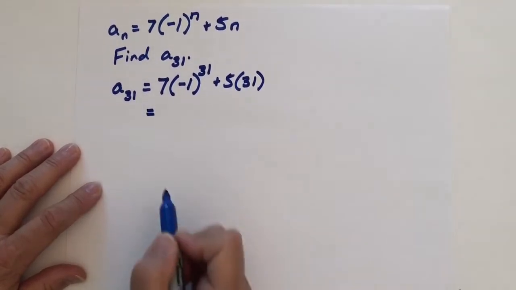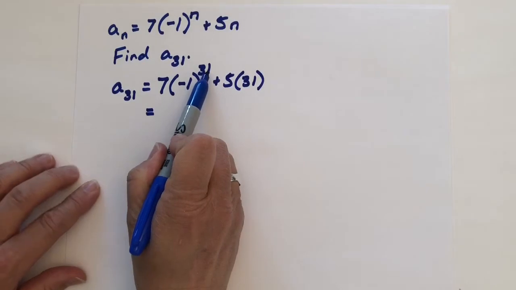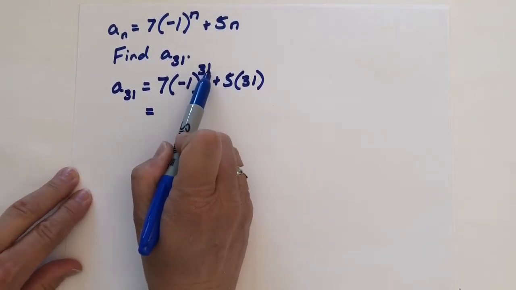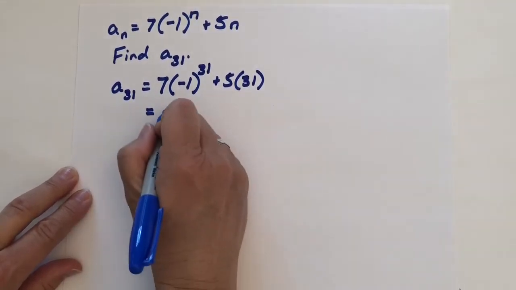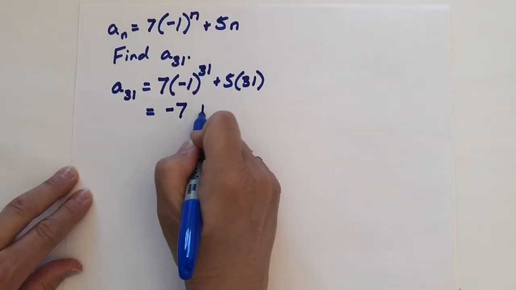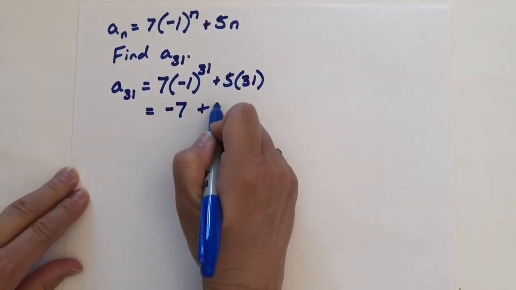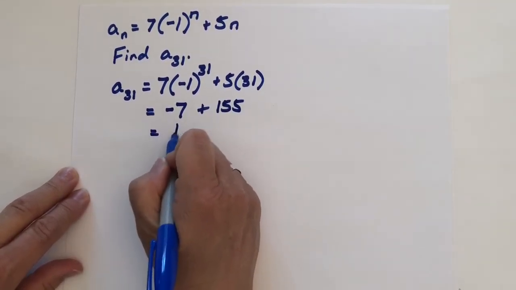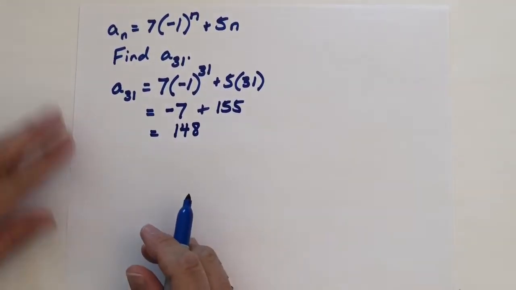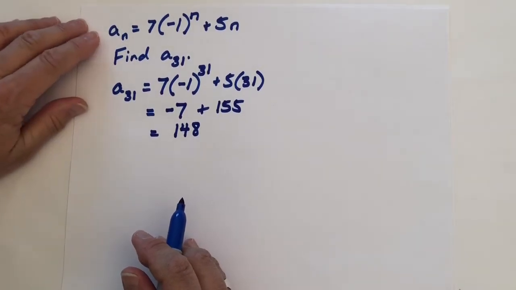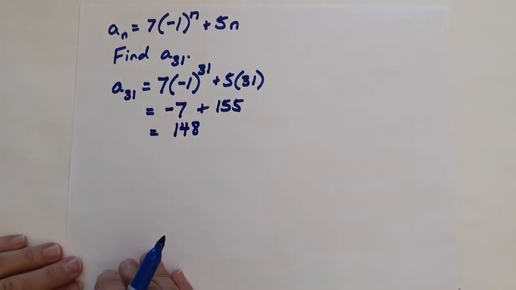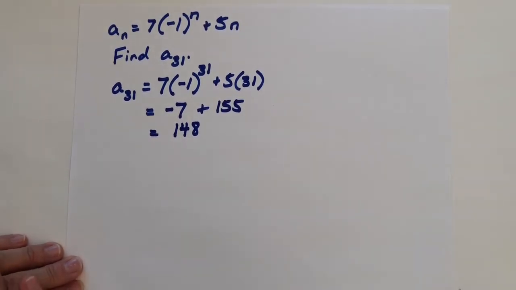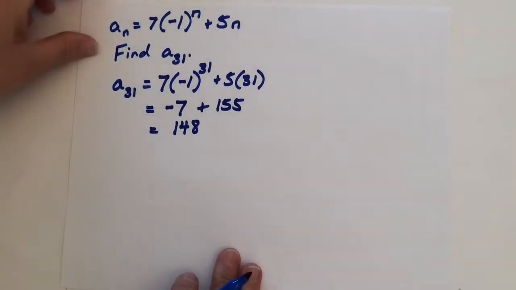And then we simplify. So negative 1 to the 31st power, negative 1 to an odd power, means we have negative 1 times 7. And we have 5 times 31 is 155. And we do the arithmetic and we have 148. So for this particular formula, it was not very difficult to find the 31st term. And similarly, we could have found the 83rd term or the 700th term. Let's look at another sequence.